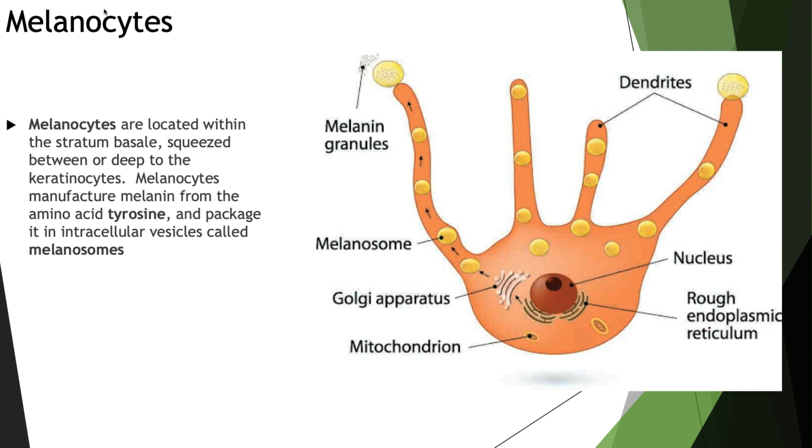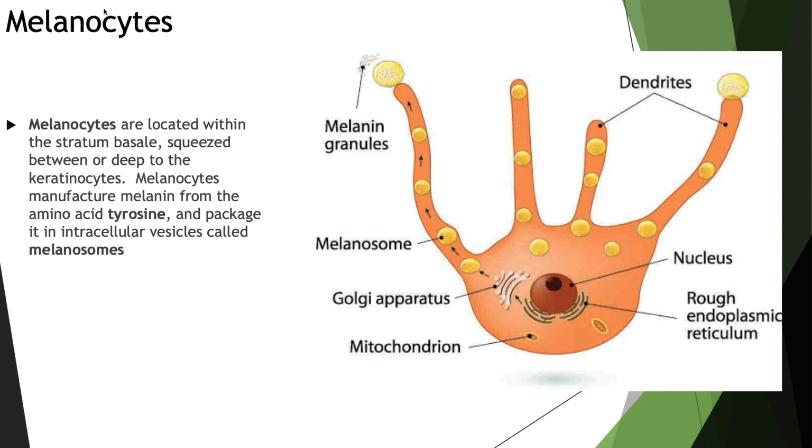So you have melanin, which is a brown, yellowish-brown, black pigment that's produced by melanocytes, and you can see those here. Melanocytes are located within the stratum basale and squeezed between or deep to the keratinocytes. Melanocytes manufacture melanin from the amino acid tyrosine and package it into intracellular vesicles called melanosomes. Melanosomes then travel within the processes of the melanocytes and are transferred intact to the keratinocytes.